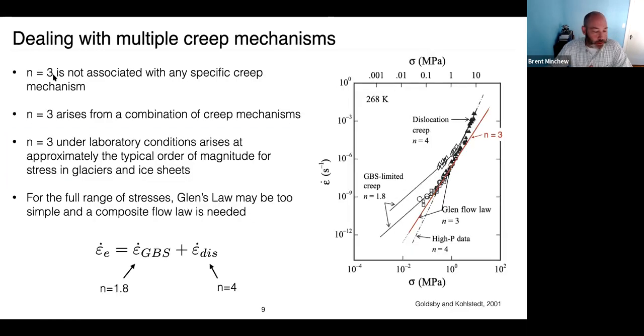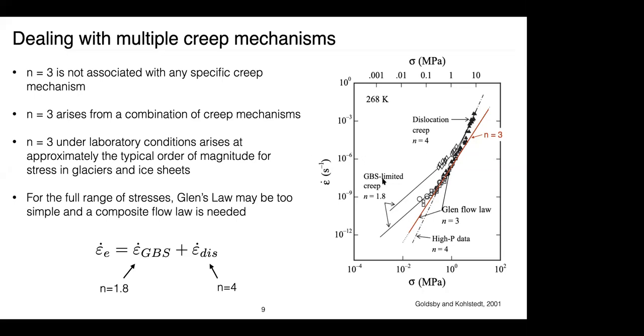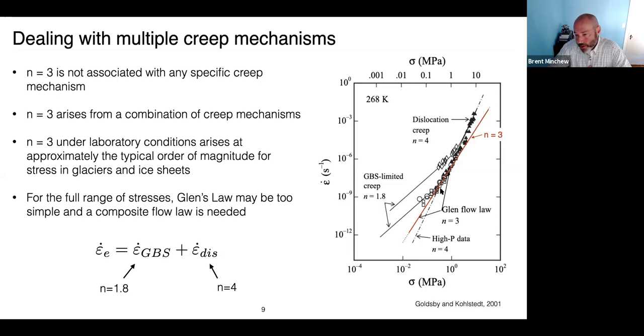So n=3, our canonical value, the thing that shows up a lot, is not known to be associated with any specific creep mechanism. In fact, it's argued, Goldsby and Kohlstedt made this argument, and a number of others come into it as well, that n=3 arises from some combination of creep mechanisms, or more specifically, a combination of grain boundary sliding as well as dislocation creep. And it happens to manifest in this transitionary region where these two mechanisms both become important, at least under laboratory conditions, under the magnitudes of stresses that we would expect to find within the natural system.